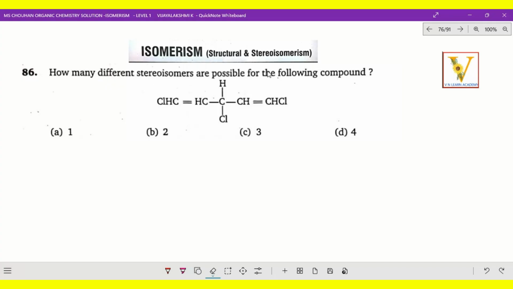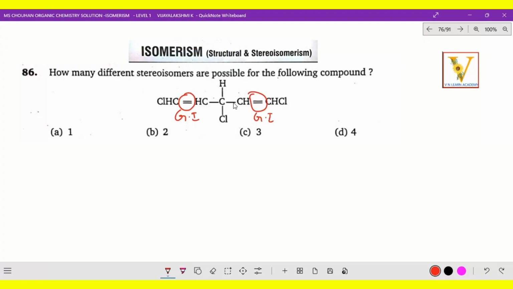Stereoisomers are possible for the following compound. As you observe, you can identify the geometrical isomer. Here one geometrical isomer and here one geometrical isomer, so two geometrical isomers are possible. The next one here, is this point a chiral carbon? No, the compound attached is CH=CH, so it is not a chiral carbon.